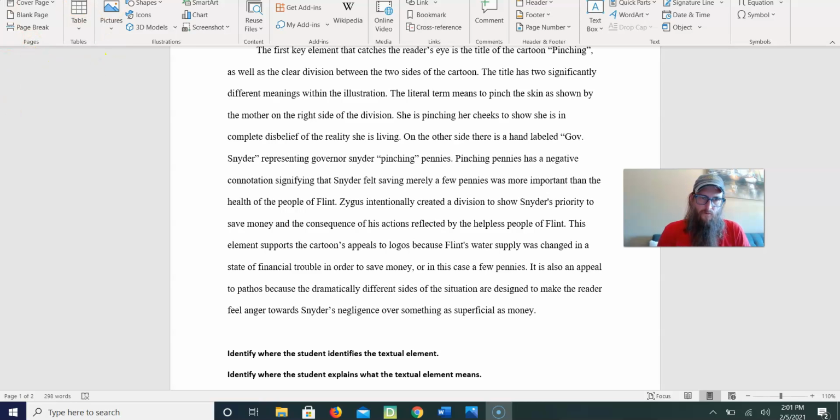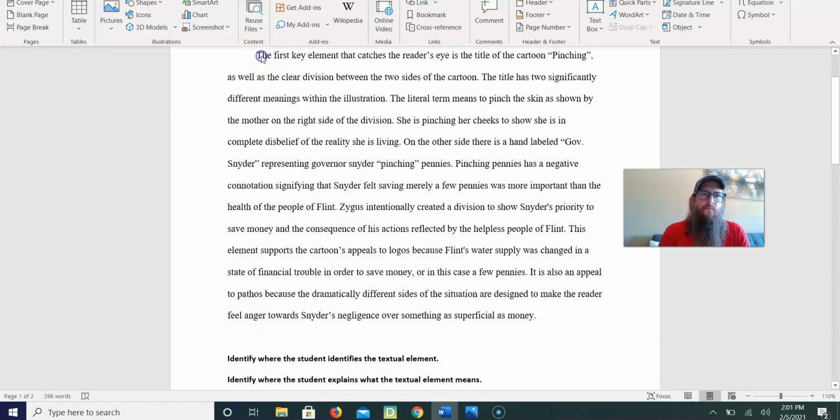Let's go in order. Where does the student identify the textual element? Well, it's right here. It's in the first sentence of the paragraph, pardon me. Why would she do that? Well, this is a good example of what we call a topic sentence, right? In lots of different writing styles, you have a topic sentence that gives the reader a sneak preview about what the rest of the paragraph is going to be about. And so she points to the textual element she's interested in right here in the first sentence.